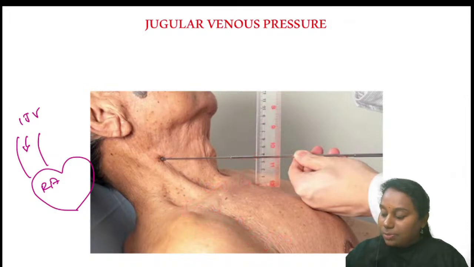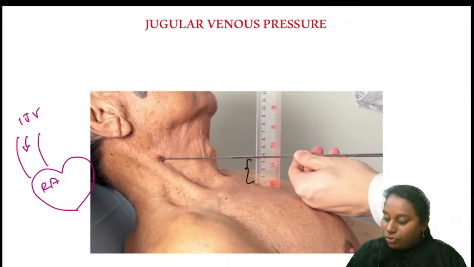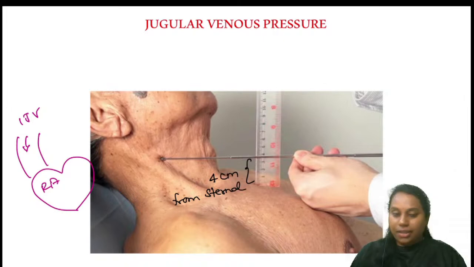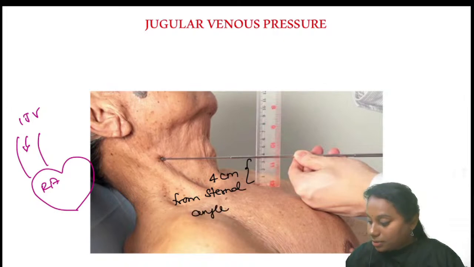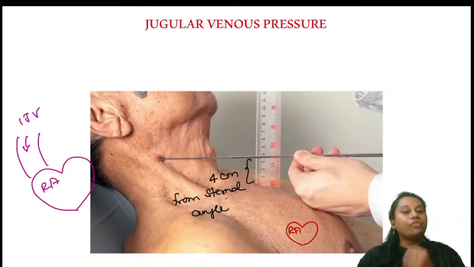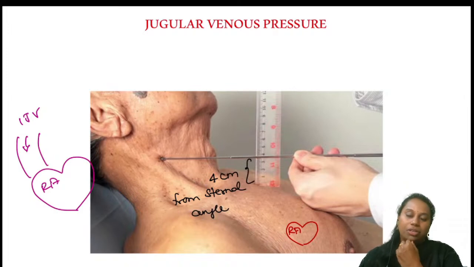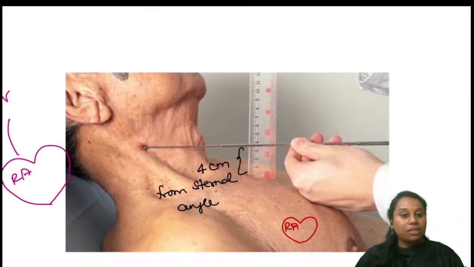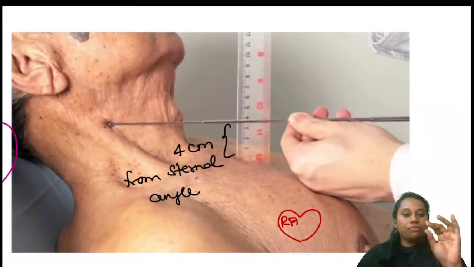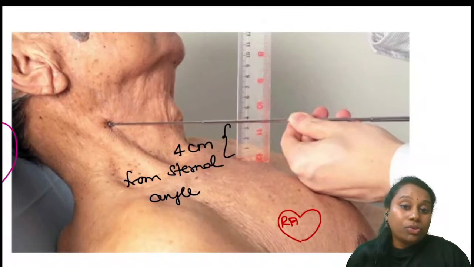So we are giving this measurement as 4 centimeter from the sternal angle. The heart is deep inside the chest wall. What is JVP? It is a measure of right atrial pressure. So you have to give JVP as how much it is from the right atrium exactly. You cannot give it from the sternal angle. Approximately you can say 4 centimeter from the sternal angle, but accurately you should say how much it is from the right atrium.